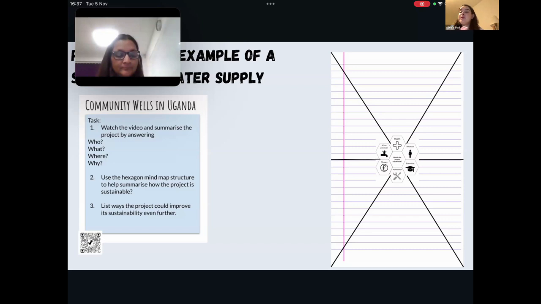So as well as water provision, it provides a whole range of different things to help support the community rather than just water. It's about making the point that sustainability is a much bigger idea than just having clean water. Okay.